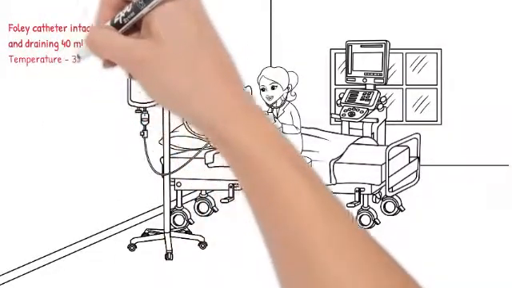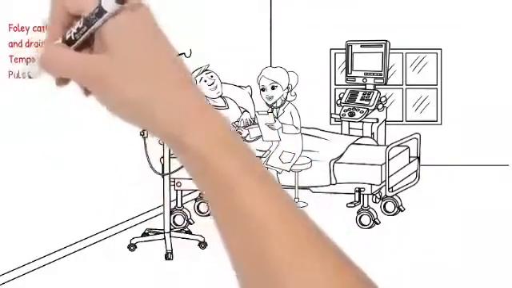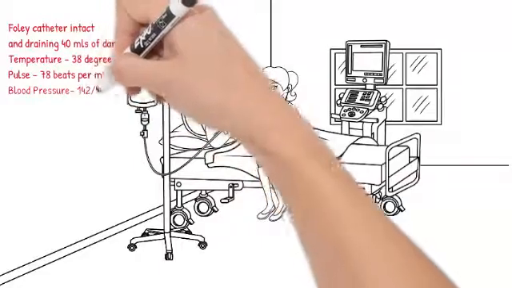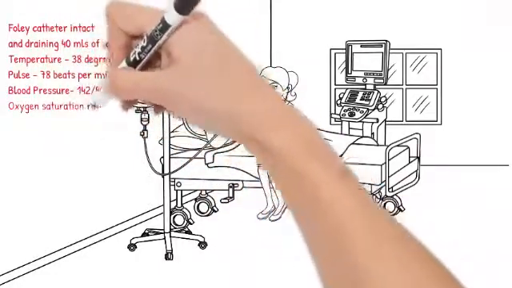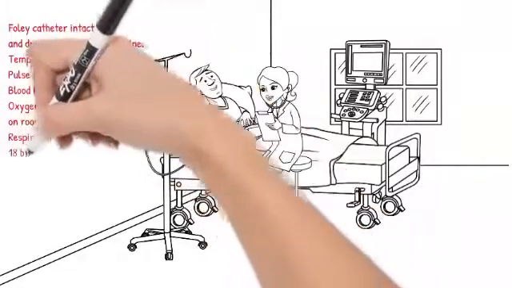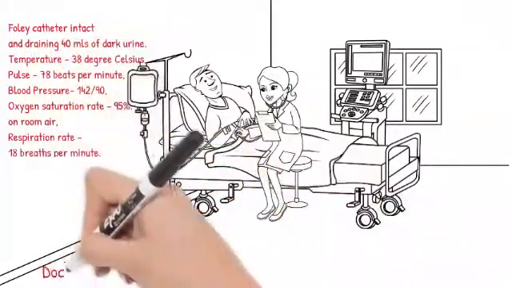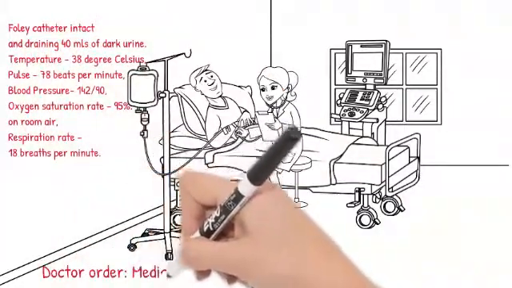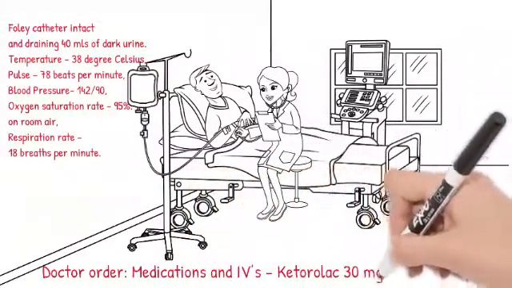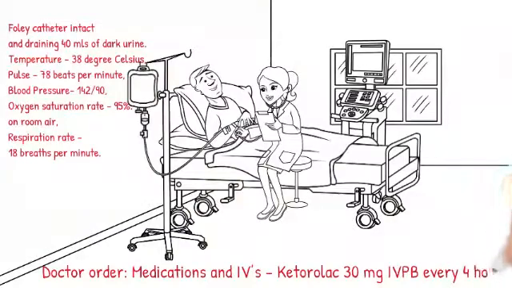Her temperature is 38 degrees Celsius, her pulse is 78 beats per minute, her blood pressure is 142/90, her oxygen saturation is 95% on room air, respiration rate is 18 breaths per minute. The doctor ordered medication IV ketorolac 30 mg IV piggyback every 4 hours.